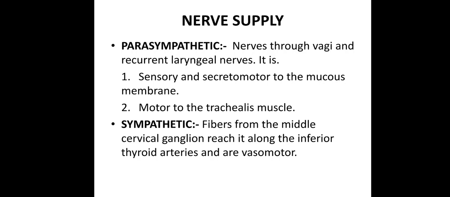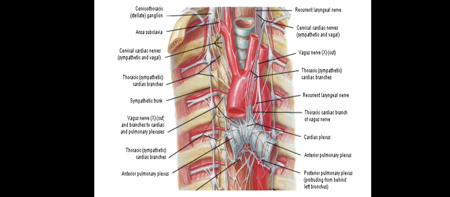Nerve supply. The parasympathetic nerves come through the vagus and recurrent laryngeal nerve. It is sensory and secretomotor to the mucous membrane and motor to the trachealis muscle. Sympathetic fibers from the middle cervical ganglion reach it along the inferior thyroid arteries and are vasomotor in nature. So you can see the sympathetic supply of the trachea here, through the vagus nerve on both sides.